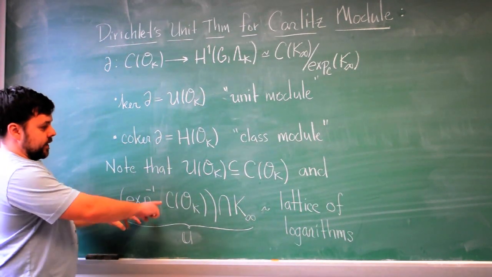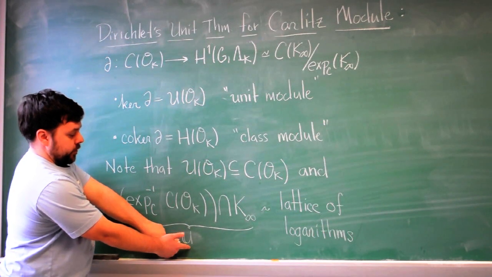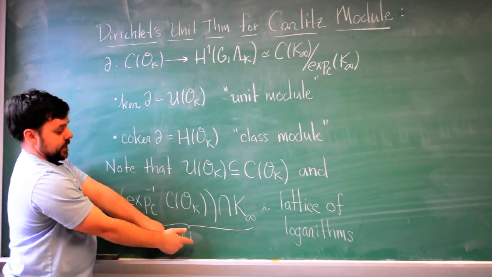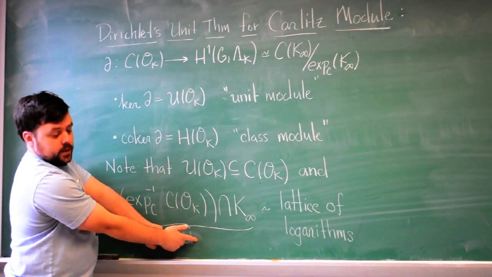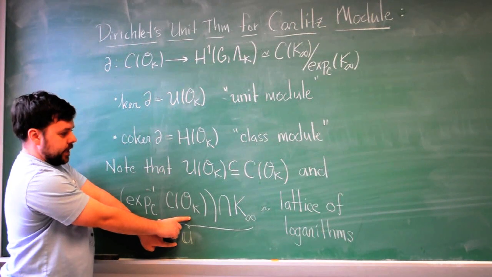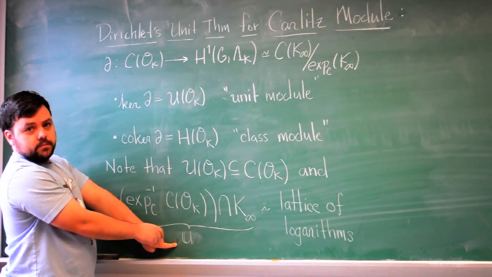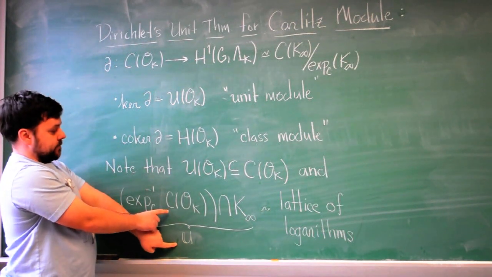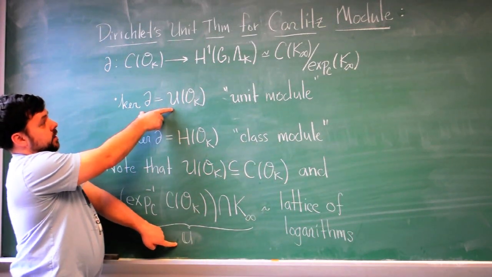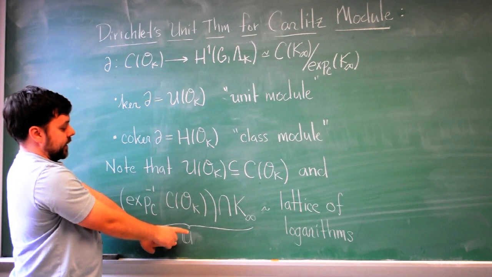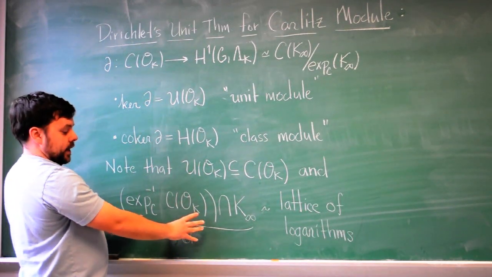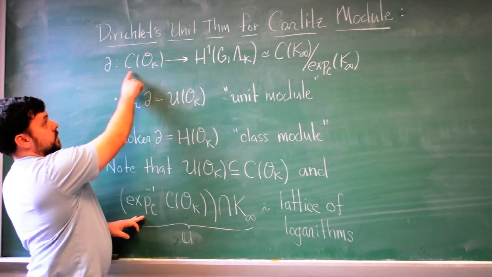The relationship between our blackboard U and our unit module is that this one is the exponential of that one. And when you look at this one, it really looks like a lattice of logarithms. We know that the exponential of this is going to map into the kernel here, just by virtue of the fact that... why is the exponential of this going to wind up being in the kernel of this map?